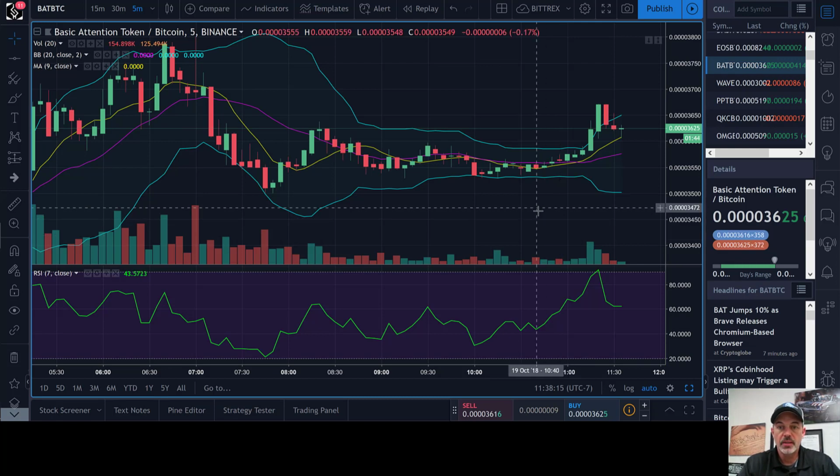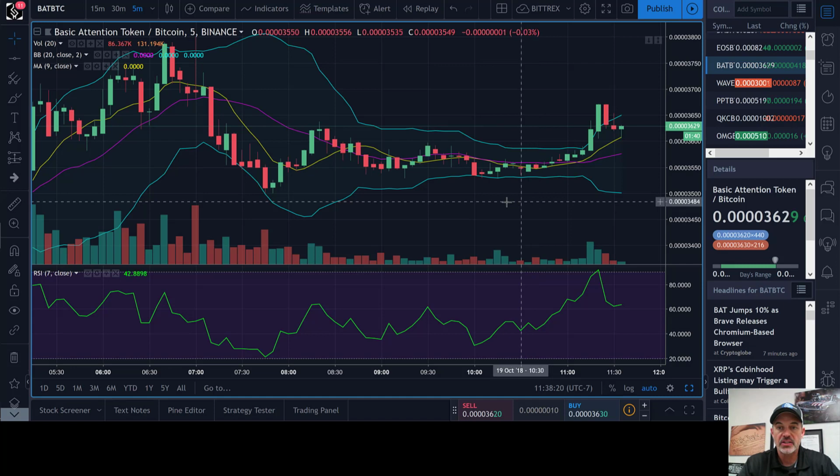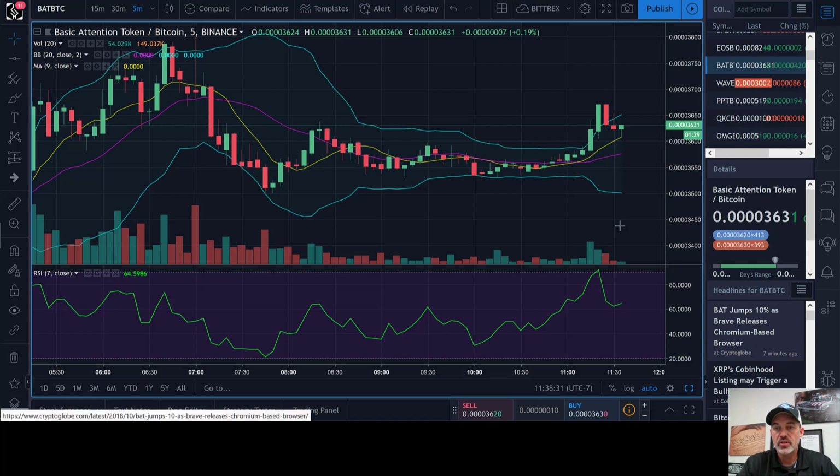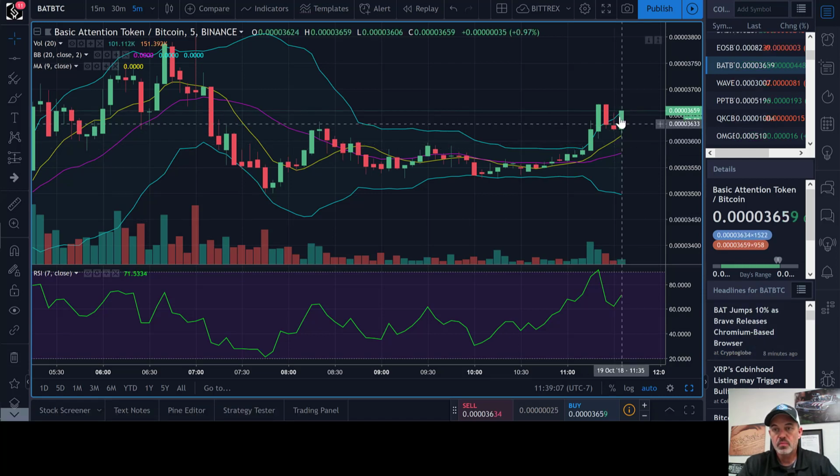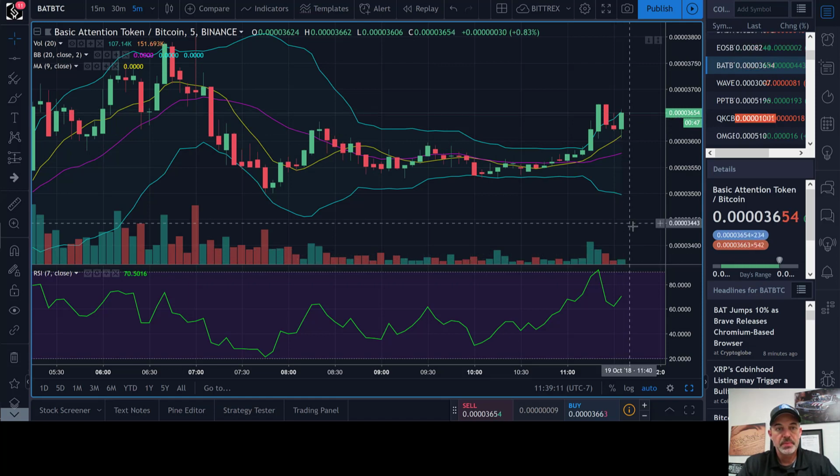In today's video, we're going to be taking a look at a live trade. What we're looking for is a momentum trade actually here. BAT just had some news released regarding the release of a Chromium-based browser. Now we're starting to see some movement here. We're starting to see a little bit of a spike.